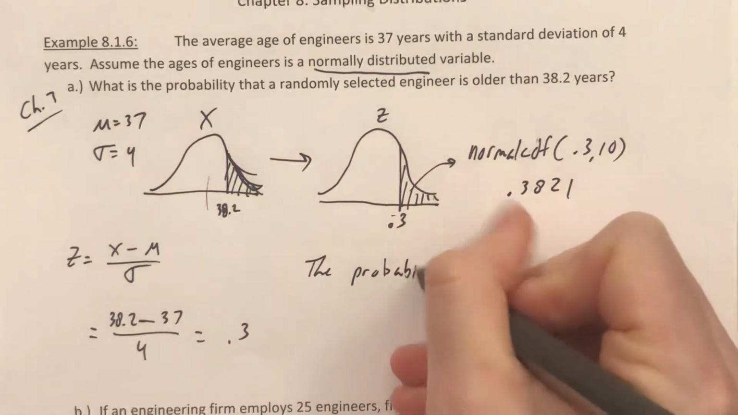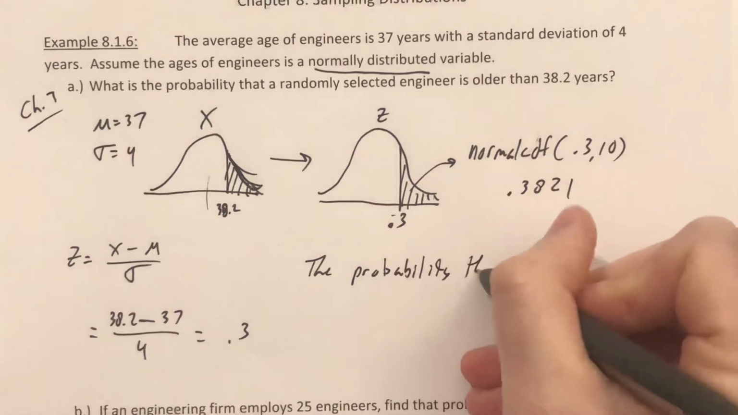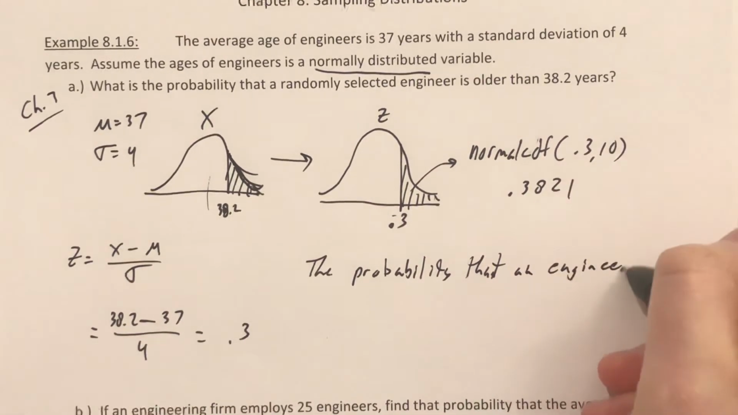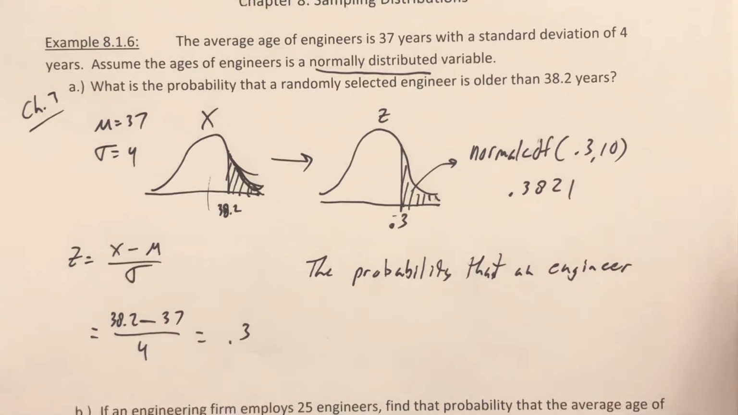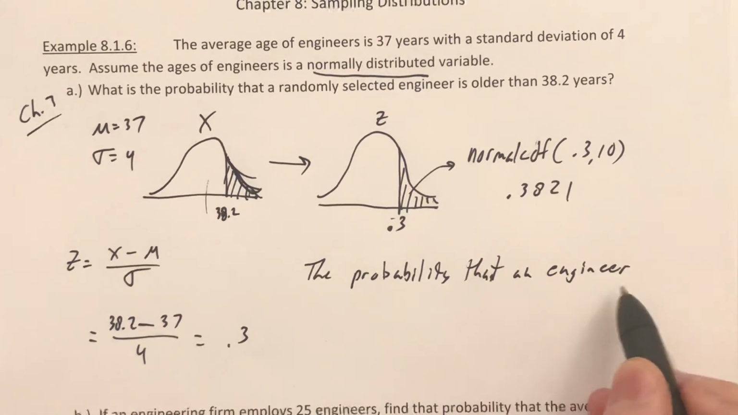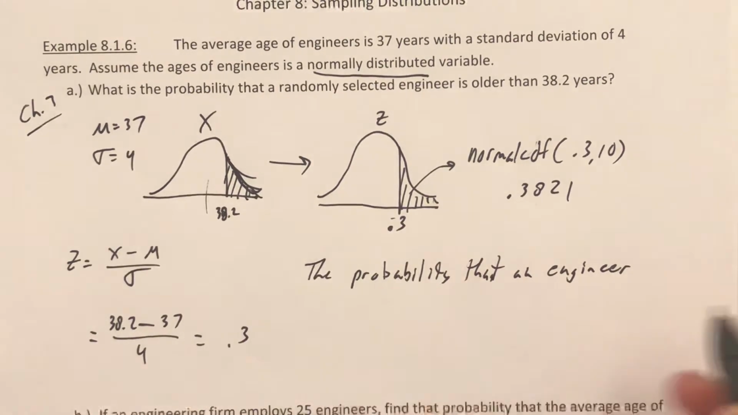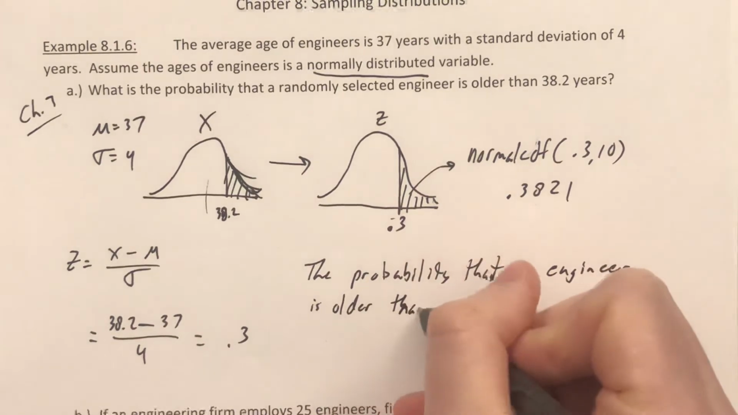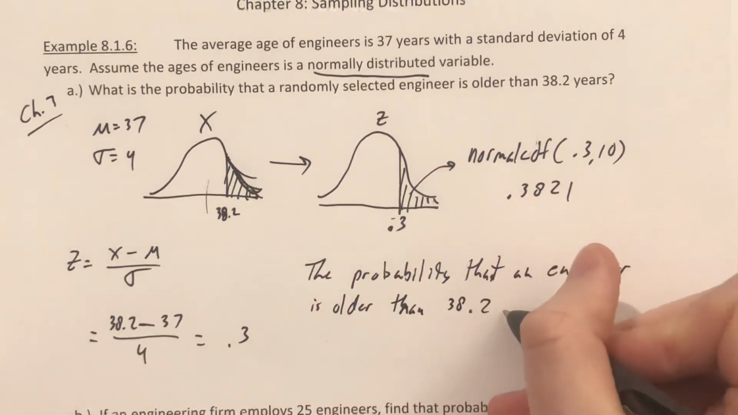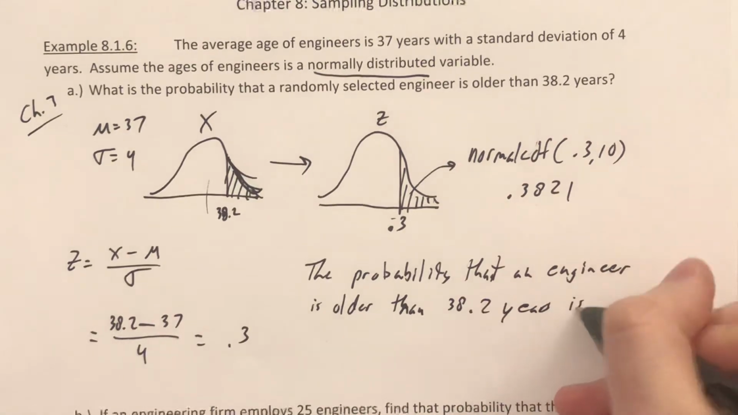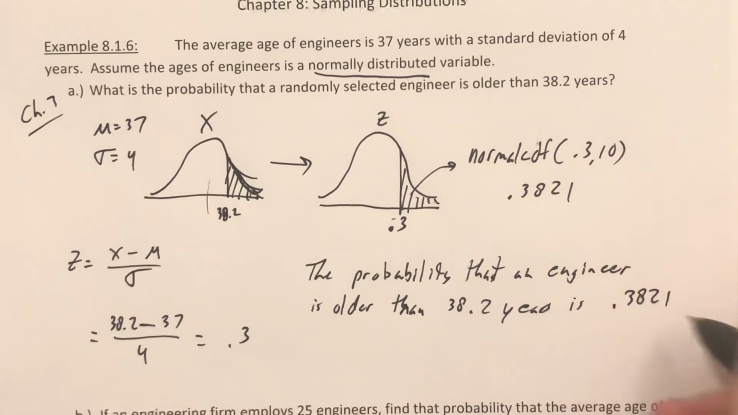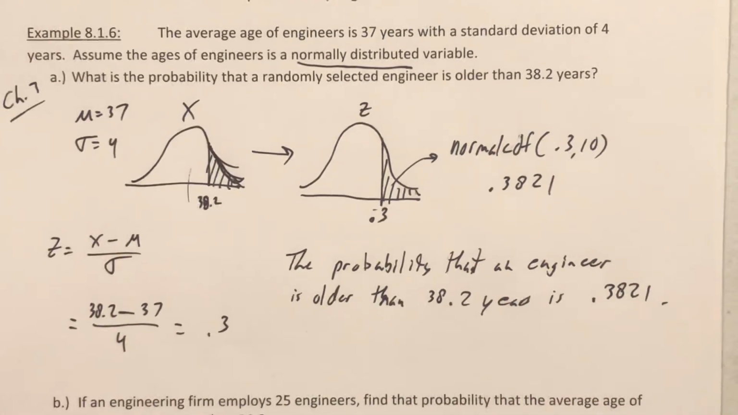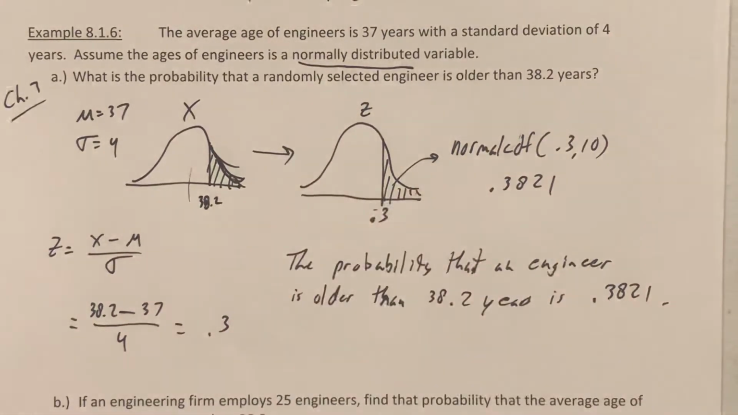So writing the sentence here, we will say the probability that an engineer, you can definitely throw in the word randomly selected as additional information, but right here we're talking about one person, one data value. The probability that an engineer is older than 38.2 years is 0.3821. Complete coincidence that those 38.2 and 0.382 are there. But that would be the answer to that question.